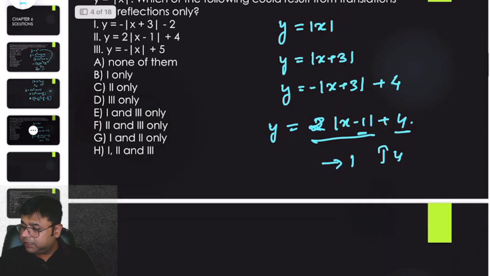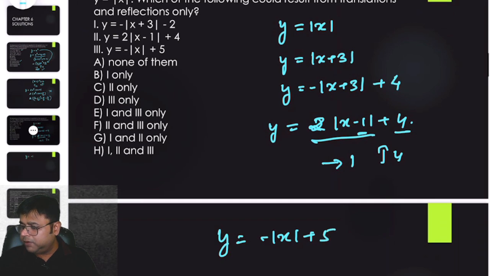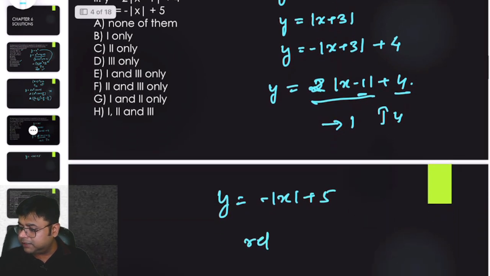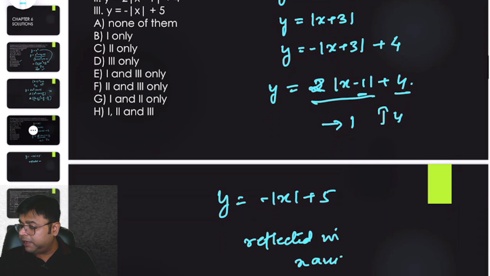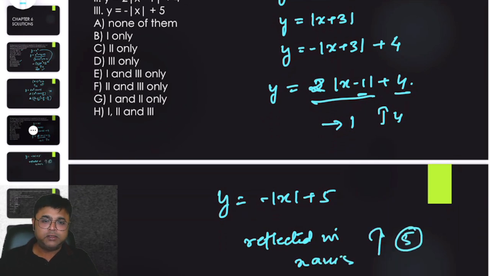If I look at the last case, y equals minus of mod x plus 5, yes, true. First it has been reflected in the x-axis, followed by a move up by 5 units. So this is purely because of reflection and translation. So the answer is 1 and 3 only.